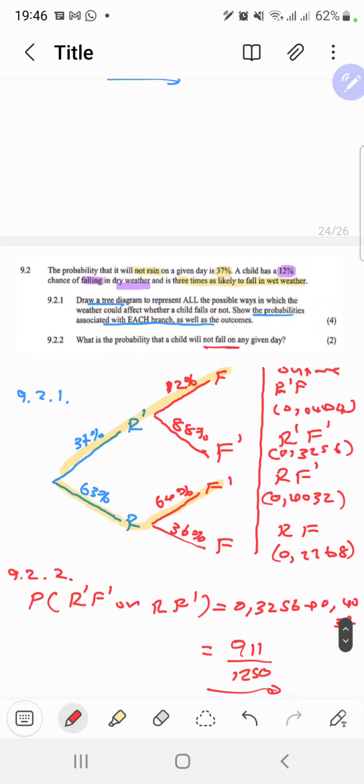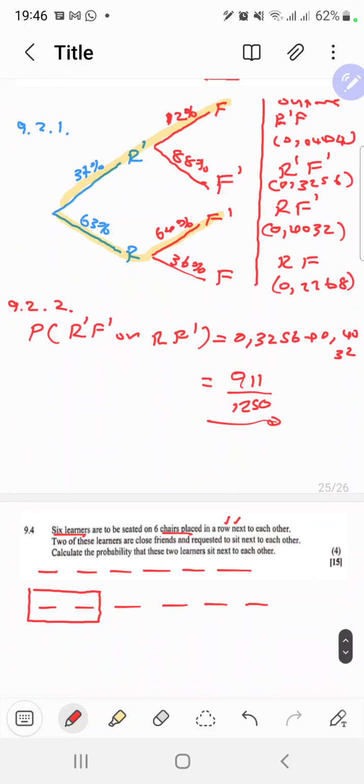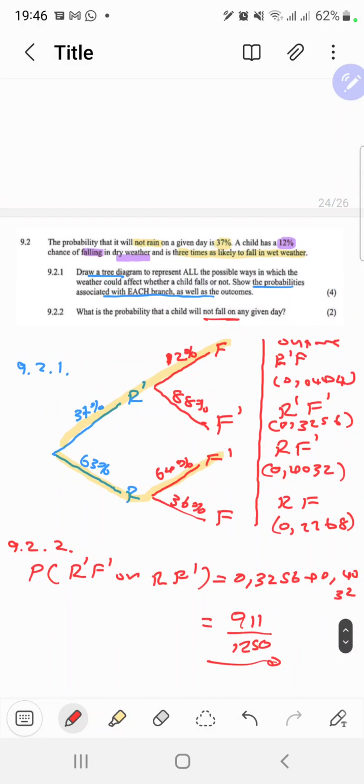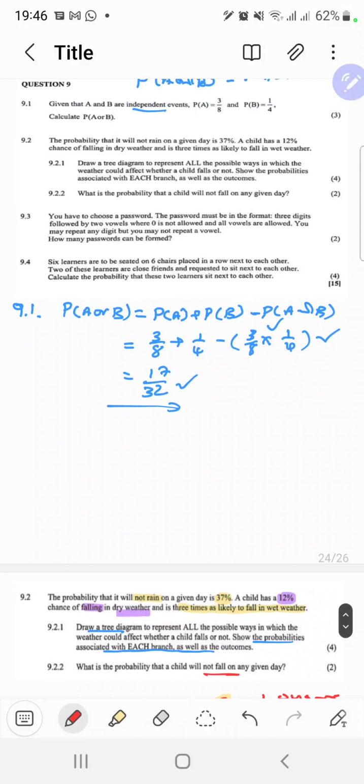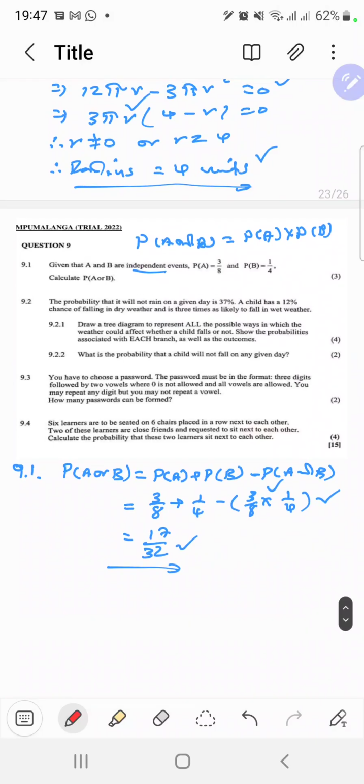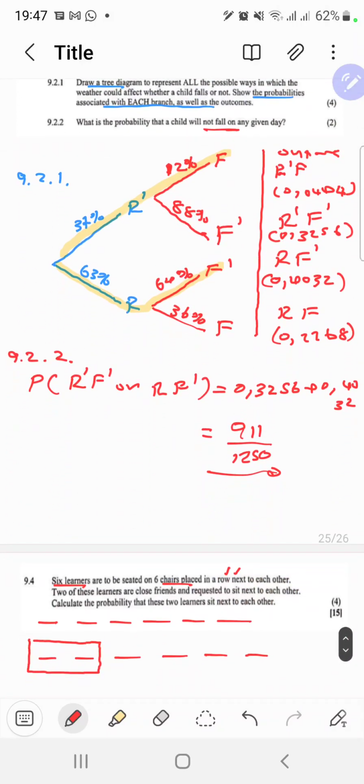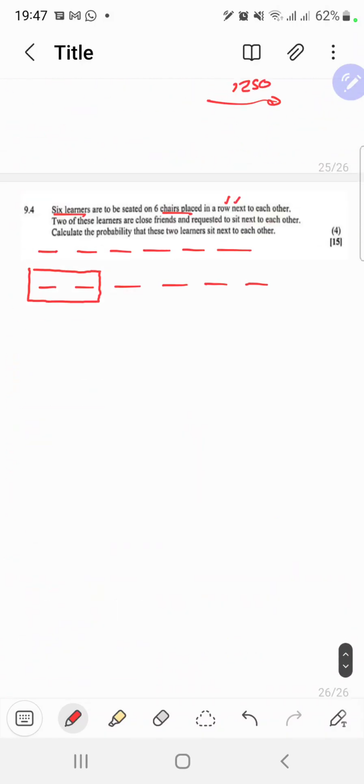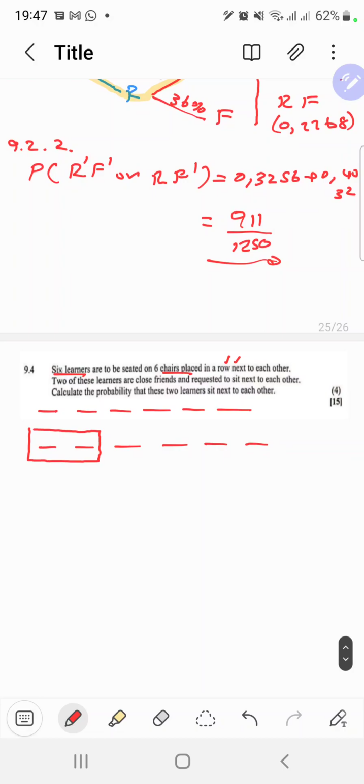Am I answering every question properly? Why do I have 9.4? Where is 9.3? You see this guy. I am too erratic here. I skipped 9.3. Okay, we will sort it out. Not a problem.